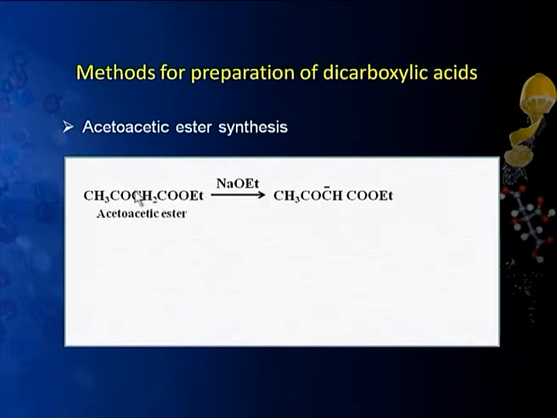Here this CH2 group is also the active methylene group, because it is flanked by 2 carbonyl groups on the other side, and this acetoacetic ester on treatment with sodium ethoxide forms the sodium salt here, that is this carbon gets converted into anion, obviously sodium plus will be there.